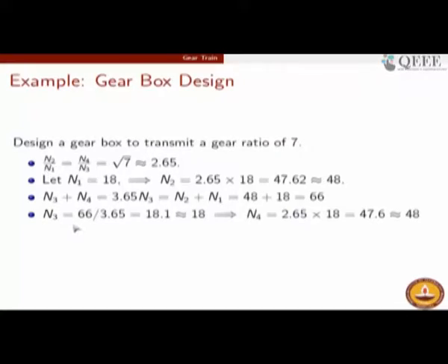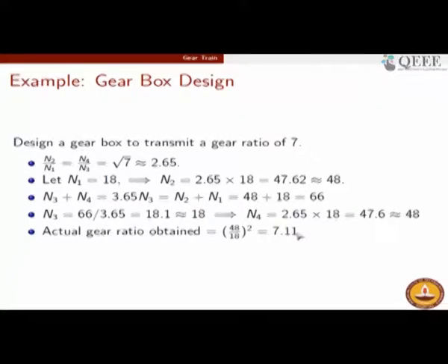So N3 comes out to be 18.1. Again, we cannot have 18.1 teeth in a gear blank. Rather, we will make a choice of N3 to be 18, and that leads us to N4, which is 2.65 times 18. That works out to be 47.6. Again, it is not feasible to have 47.6 teeth in a gear, so we will choose this to be 48. So N4, the number of teeth in gear 4, would be 48.